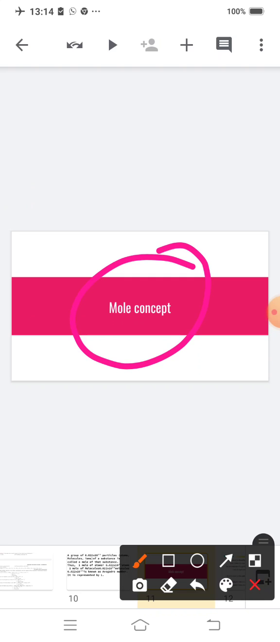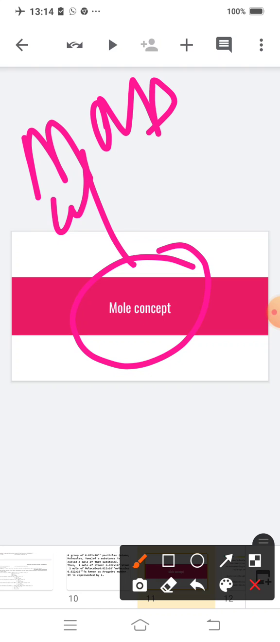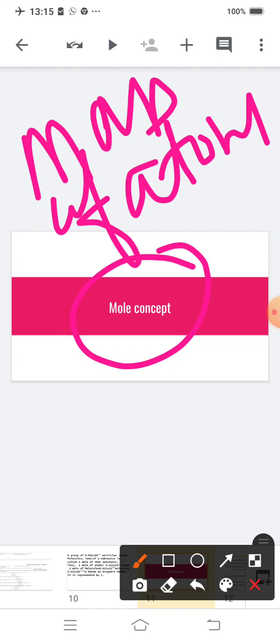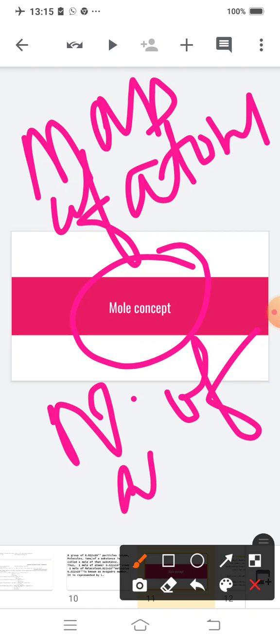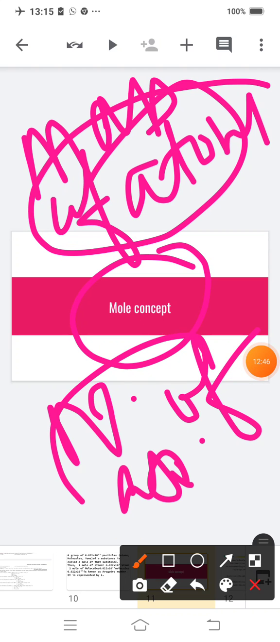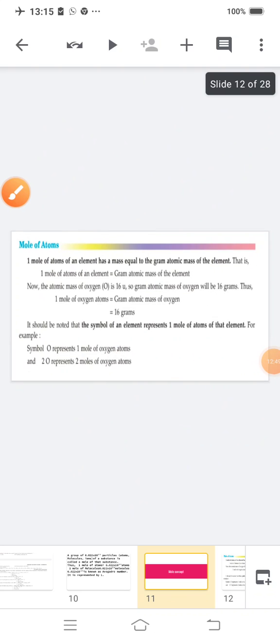Now move to our next topic, that is mole concept. Basically, mole is a link between the mass of atoms and the number of atoms. Is this clear? What we are going to study in mole concept is the relationship between the mass of atoms and the number of atoms. Clear? So let us start.